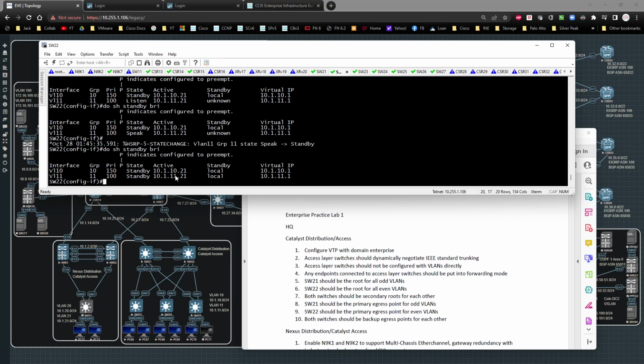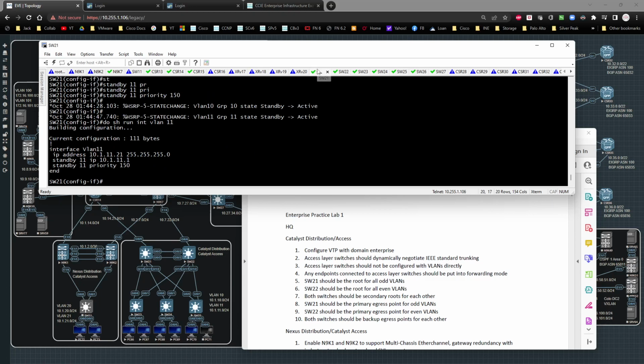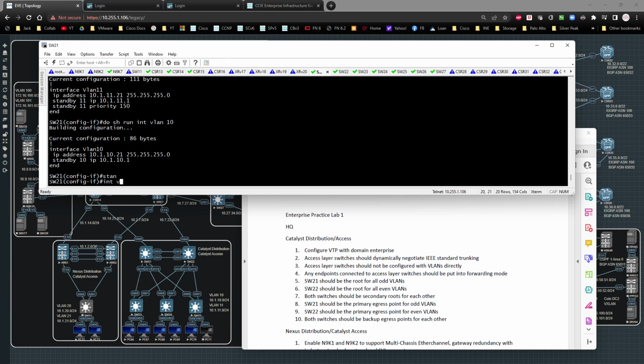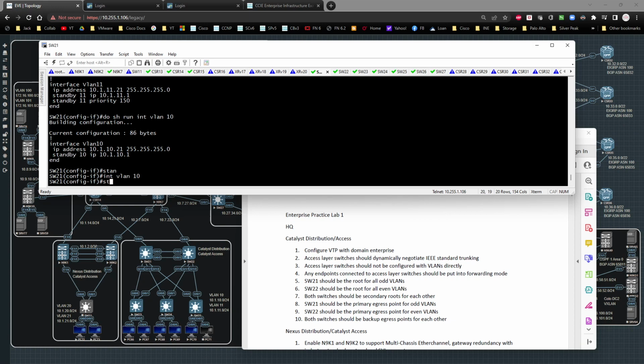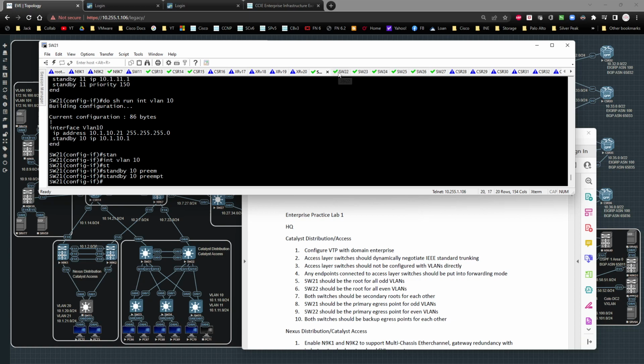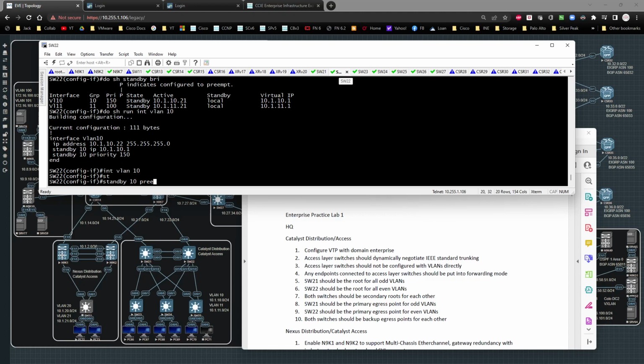So this is actually wrong, right? Active is do show run interface VLAN 10. Priority 150. Did I make a mistake and put the priority 150? Okay, I didn't. So now I have to go over here and preempt. So I'm going to type in interface VLAN 10 standby 10 preempt. And do the same thing over here. So interface VLAN 10 standby 10 preempt.